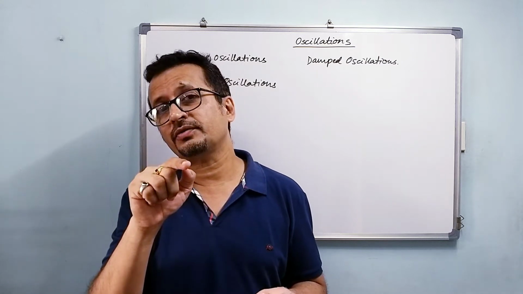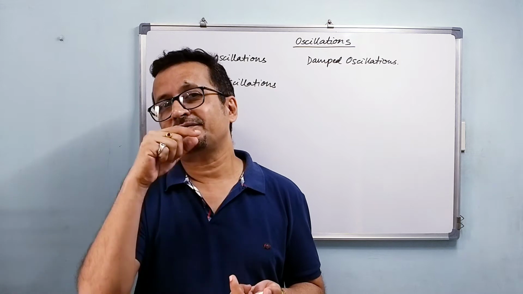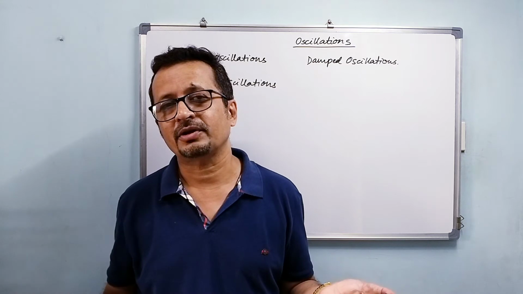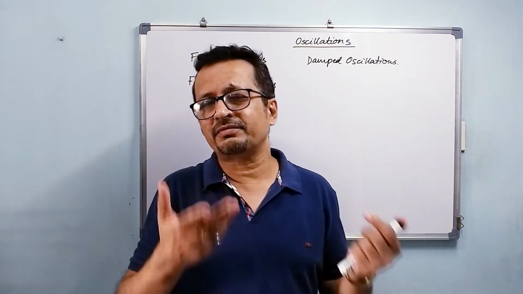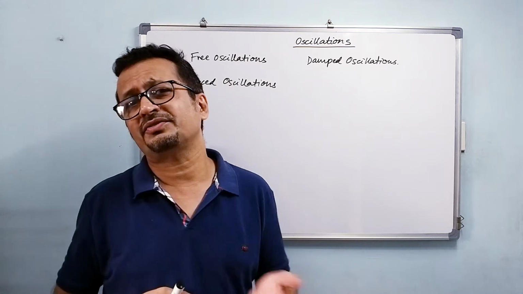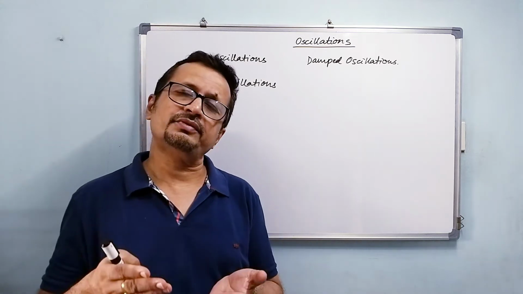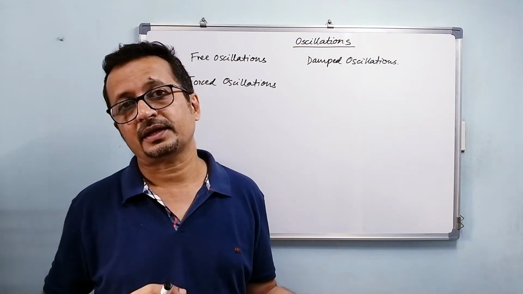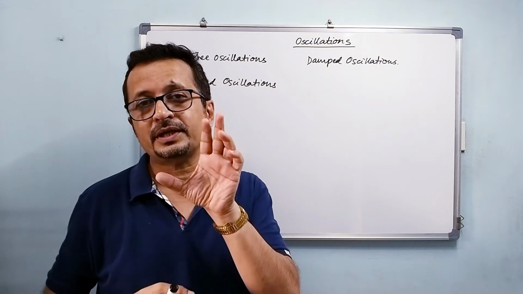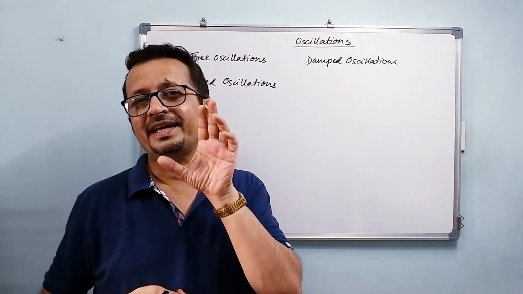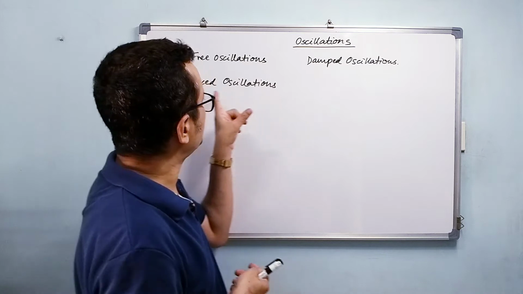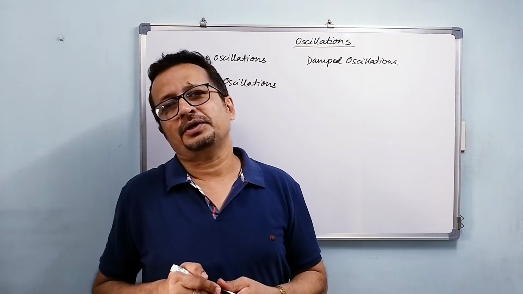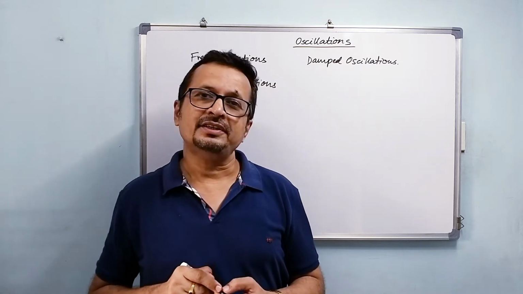So the motion of the needle will depend solely on what kind of force is being supplied. The frequency of that oscillation will depend on the frequency of the external periodic force. Greater the frequency of the external periodic force, greater would be the frequency of oscillation. So those oscillations which take place as a result of an external periodic force are called forced oscillations.